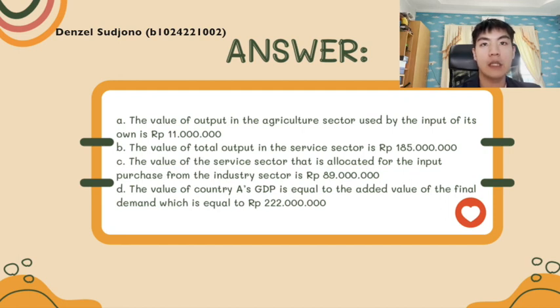And for D, the value of country A's GDP is equal to the added value of the final demand, which is equal to 222 million rupiah.